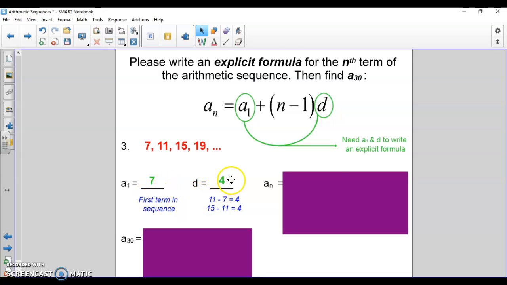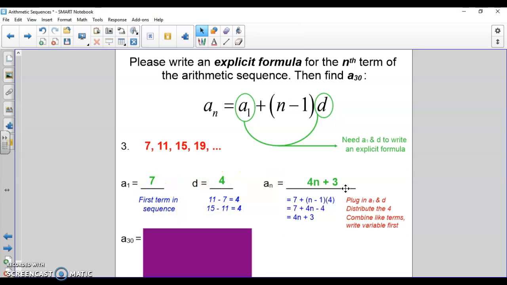You have what you need. You have 7, you have 4, you plug it in. 4n plus 3 is your explicit formula. To do that, you plug in A1 and d. So 7 is A1, 4 is d. I distribute the 4. I know it's at the back end, but we still distribute. So it's 4n minus 4 plus that 7. Combine like terms, write the variable first.